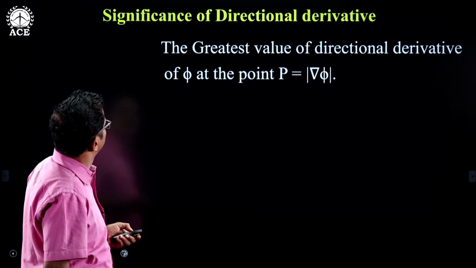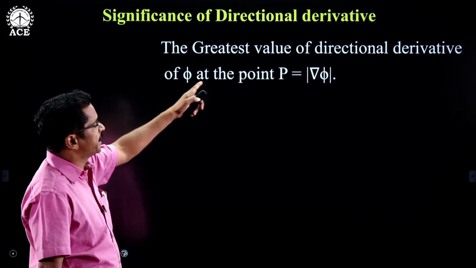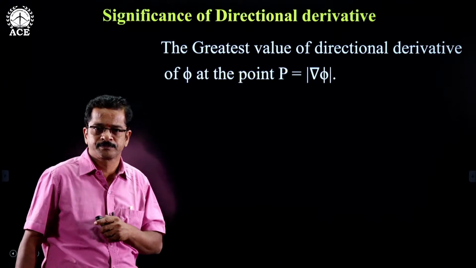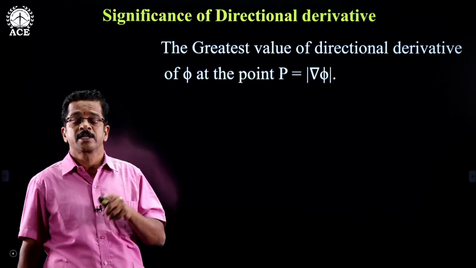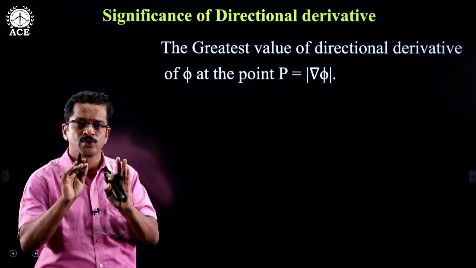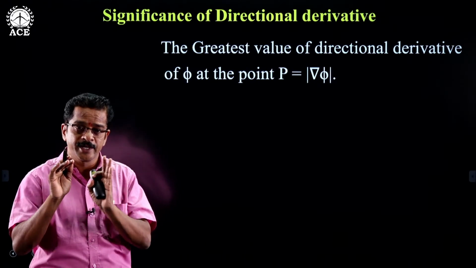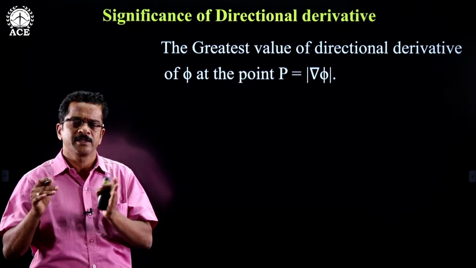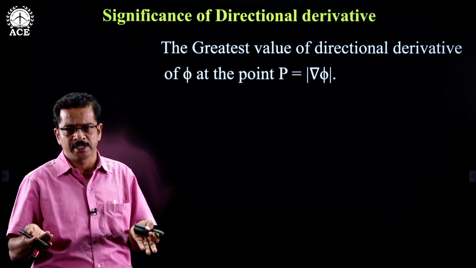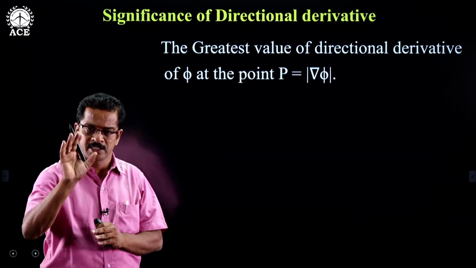Next, what is the significance of the directional derivative here? The greatest value of the directional derivative is the modulus of del phi. Directional derivative means in which direction of the vector function you are going to find it. That direction is the gradient, the modulus of n bar, the normal vector. Del phi is the gradient of the surface function.